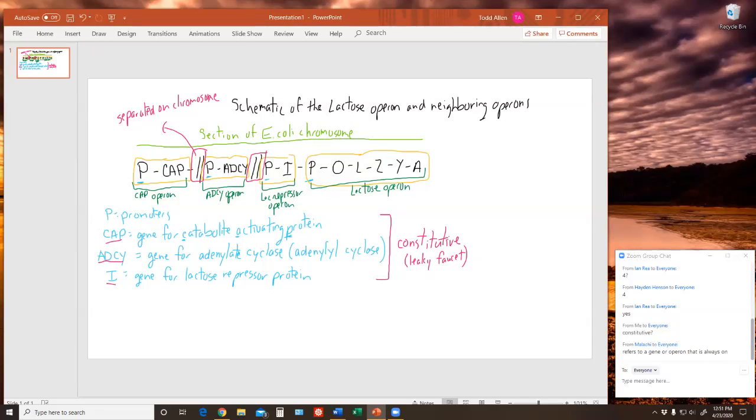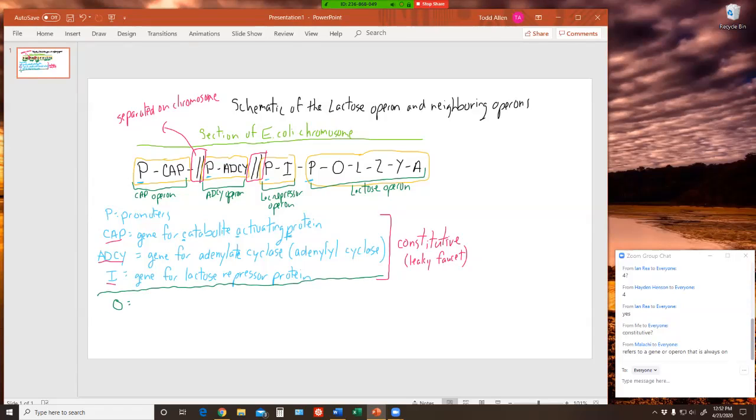All right, so the cap operon, the ADCY operon, and the lac repressor operon all code for proteins that are constitutively made. They are always made. Those genes are never shut off 100%. Now we're going to talk specifically about the symbols in the lactose operon. Let me draw a little separating line here. All right, so obviously P in the lactose operon is in fact the promoter. Okay, so I won't write that down because P is always promoter.